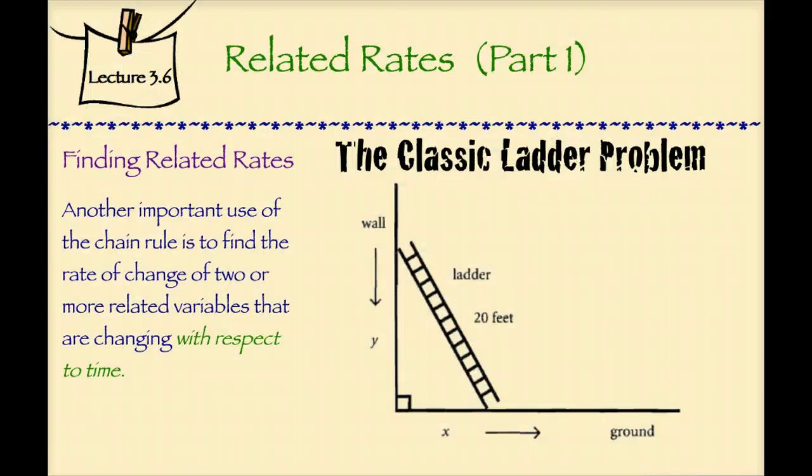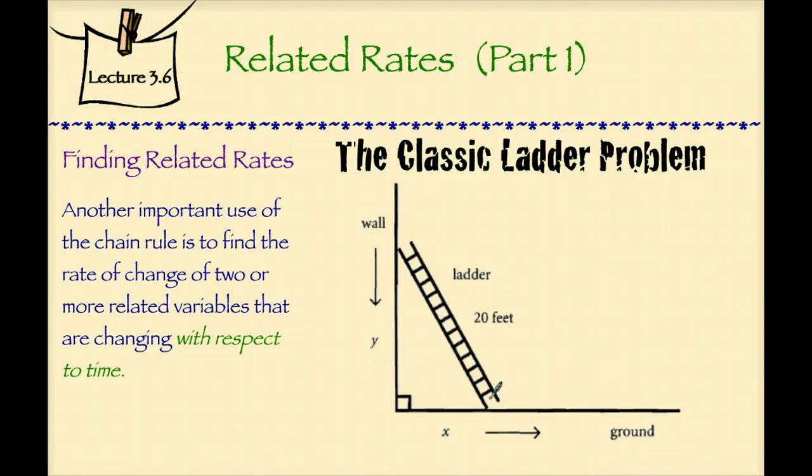Another important use of the chain rule is to find the rate of change of two or more related variables that are changing with respect to time. Anything in motion represents a quantity that is changing with respect to time. This could be a velocity, a distance, a volume, some sort of growth rate, anything really. The list is endless because so many things are in motion. Let's take a look at the classic ladder problem.